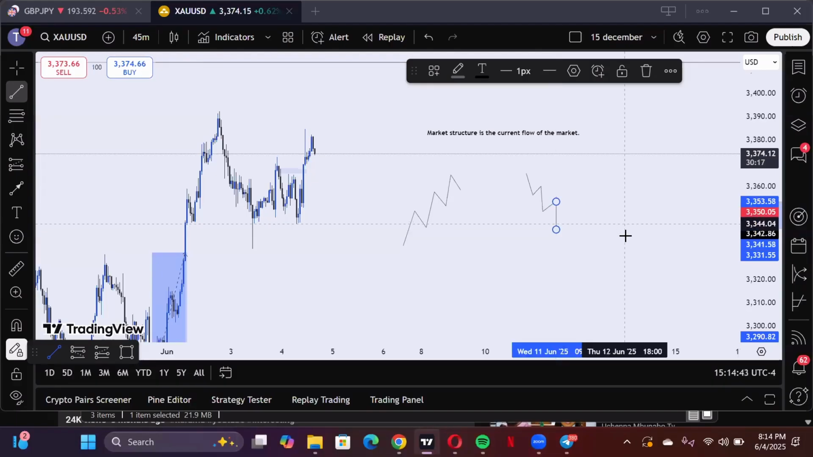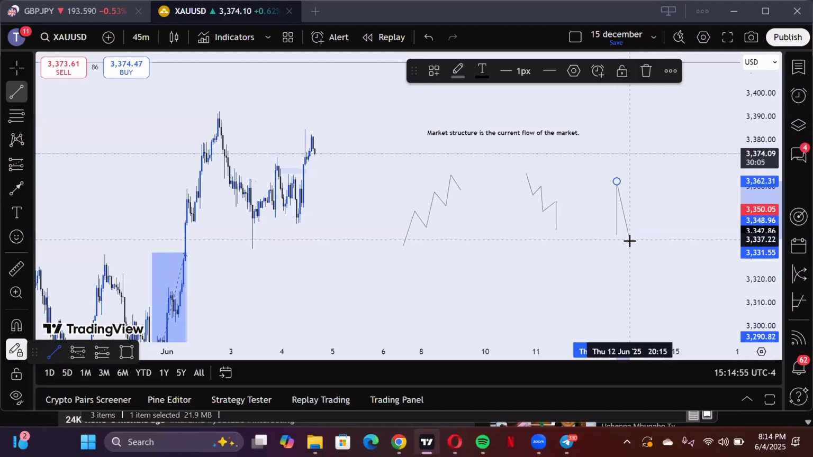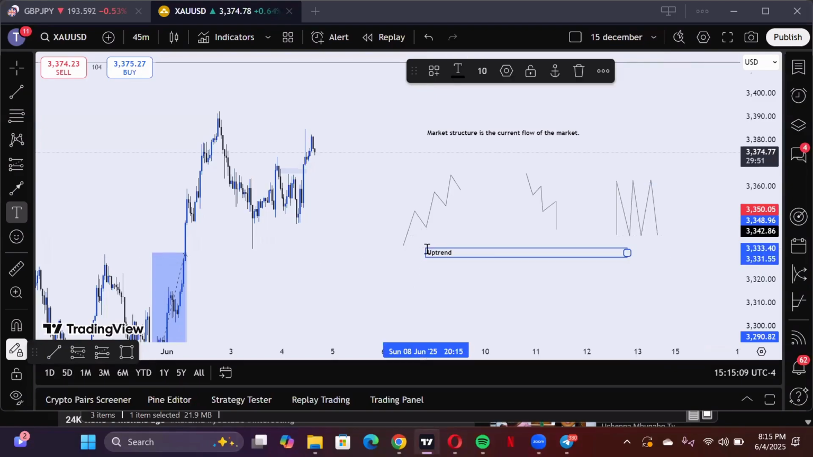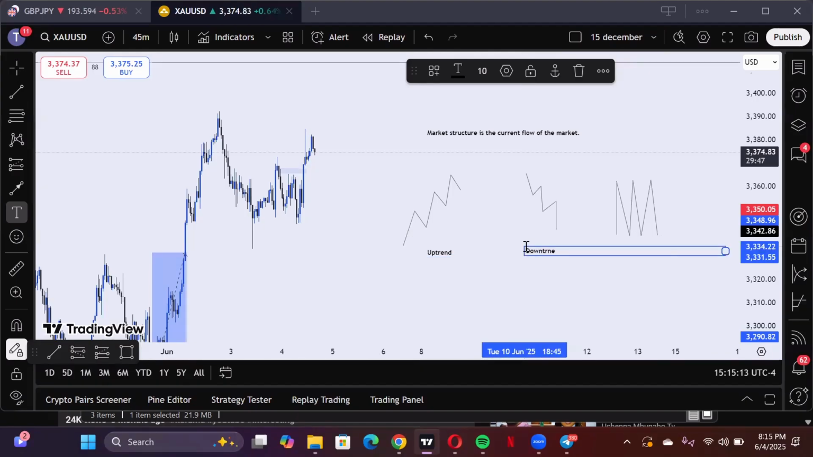Then if it's a ranging market, you see the market moving from point A to point B, from point B down to point A, from point A to point B. So it's basically from support to resistance, resistance to support, over and over. So these are the three ways that market makes its movement. Either it's on an uptrend, or it's on a downtrend, or it's ranging.